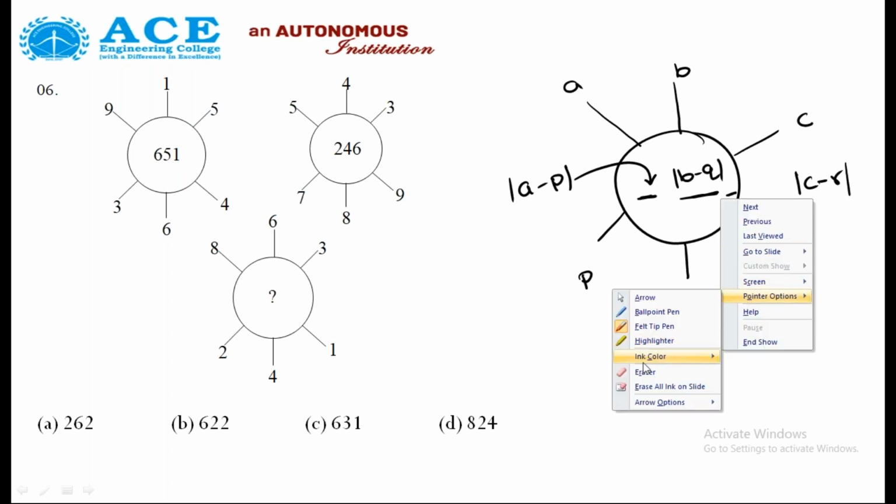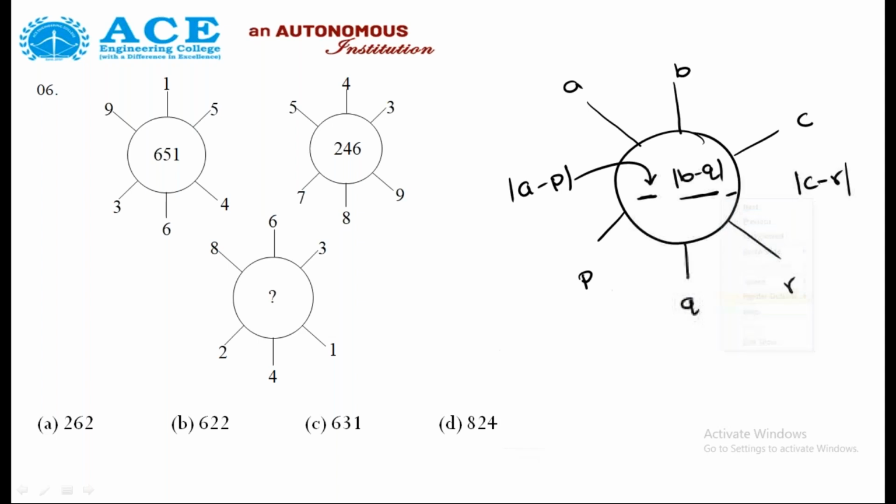Above A, below P, that difference. I am putting a modulus because the difference should be mentioned in a positive way here. A and P, B and Q, C and R. The differences: this is 9 and 3 difference, this is 5 and 4 difference, this is 3 and 9 difference. In that fashion, 8 and 2 difference is 6, 6 and 4 difference is 2, 3 and 1 difference is 2.